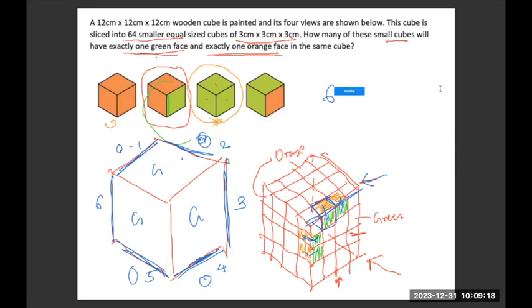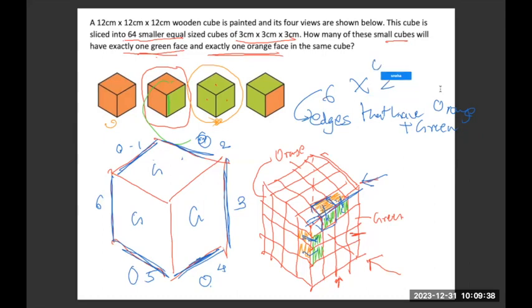So 6 edges that have orange plus green surfaces together, multiplied by 2 cubes on each edge will be equal to 12. The correct answer is 12. Any doubts, any questions?